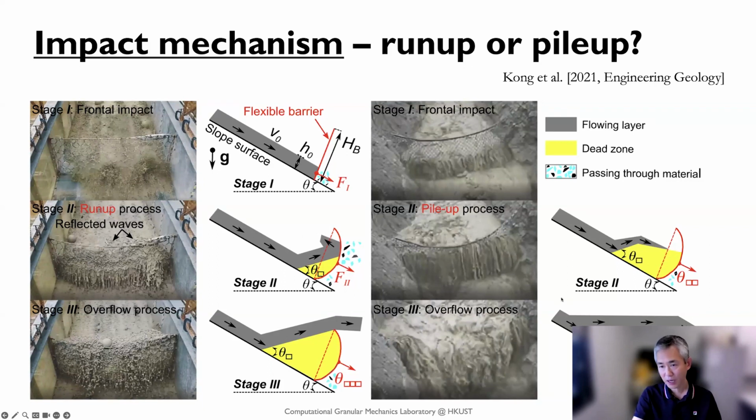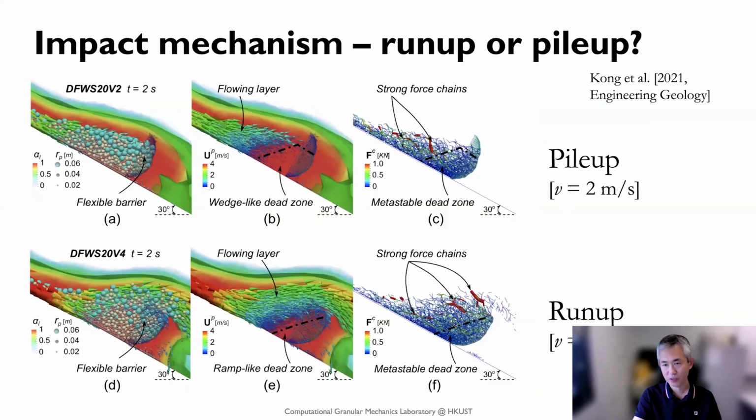Apparently, for pile-up the incoming flow is normally smaller, and for the run-up mechanism you normally have a very rapid incoming flow. So this is a comparison of two simulated cases. One case refers to an incoming flow of 2 meters per second and forms a pile-up mechanism, shown on the top here. If we change the incoming flow velocity to 4 meters per second, it will give us a run-up mechanism. Then we can quantitatively analyze the two cases to better understand the fundamental physics dominating them.